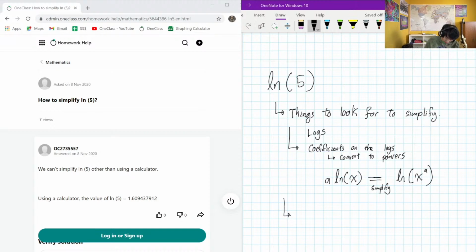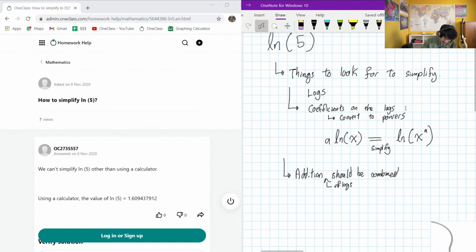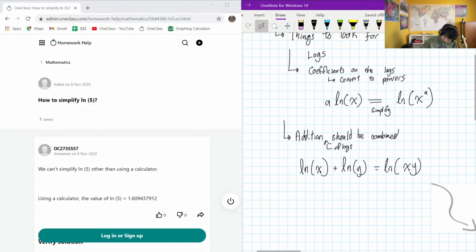Another thing that we want to do is this: addition of logs should be combined. Suppose that we have something like ln of x plus ln of y. We'd want to rewrite this as ln of x times y.